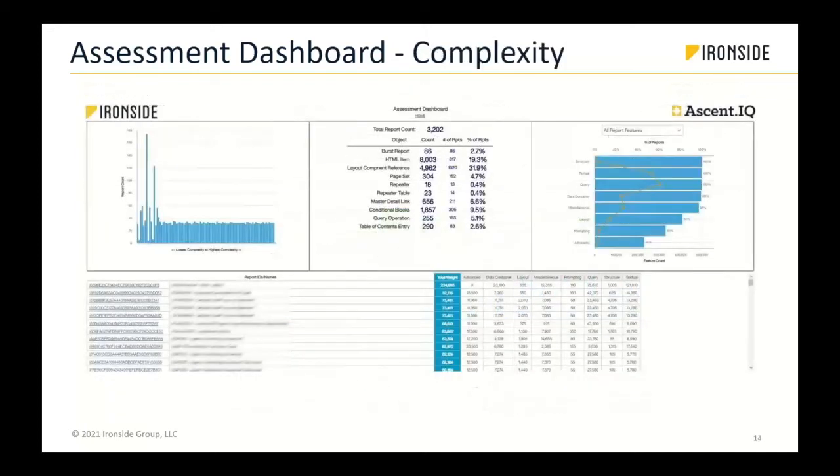All right, so here is our dashboard on complexity. So here we are seeing a histogram that's showing you the distribution of complexity in this environment. We are seeing the total number of reports and then object counts, a bit of an inventory about which reports have which content. So we're seeing here that in this universe of data, or universe of content, we've got 86 burst reports.